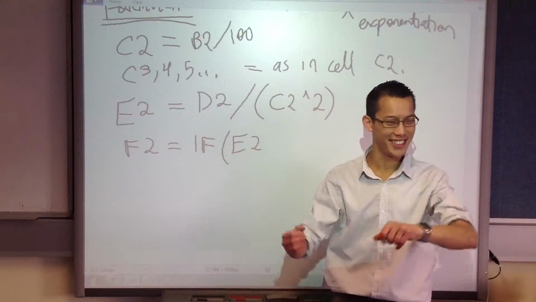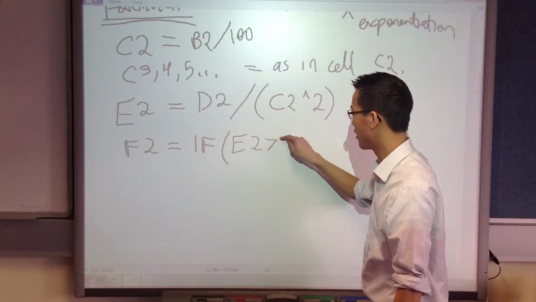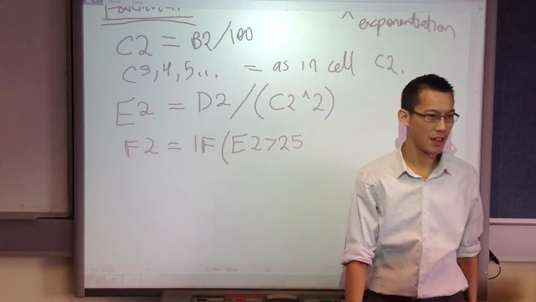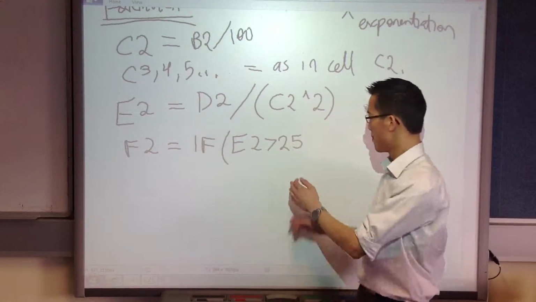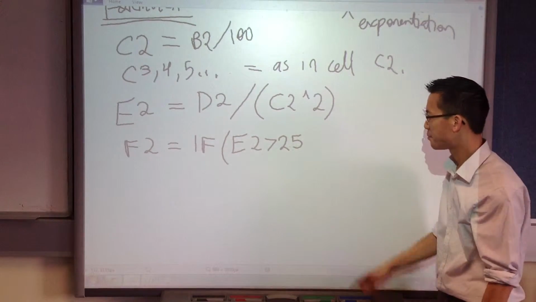It doesn't matter. Yeah, trick question. Okay, so let's go with greater than, I guess. If it's greater than 25. Now, obviously, you could have picked less than, but your results after this will be different. They'll be flipped around. Okay.